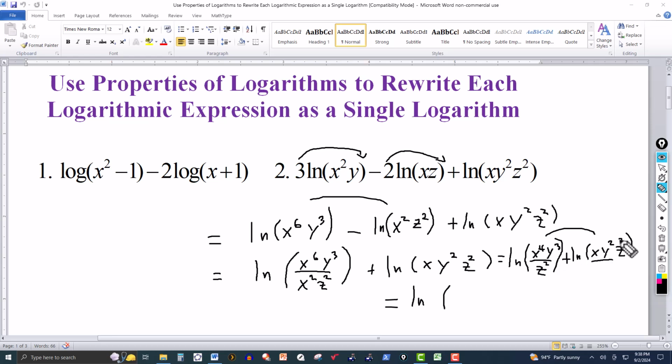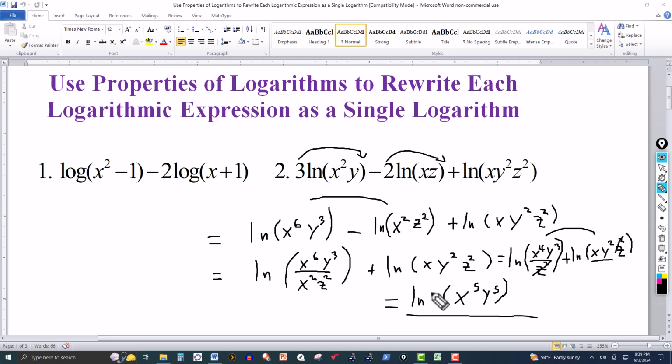So notice this has a z squared up here in the numerator. So this z squared and this z squared will cancel. So now the denominator for both of these is 1. So we just have the numerators here. So what do we have? X to the 4th and an x. That'll be x to the 5th here. And then we have a y to the 2nd and a y to the 3rd. That'll be a y to the 5th. And that's it. Z squared and z squared cancel. X times x to the 4th is x to the 5th. Y squared times y to the 3rd is y to the 5th.